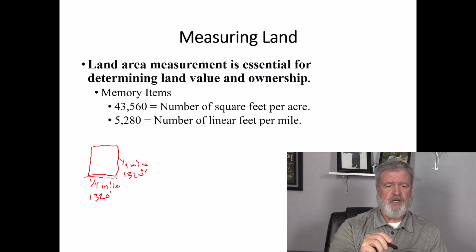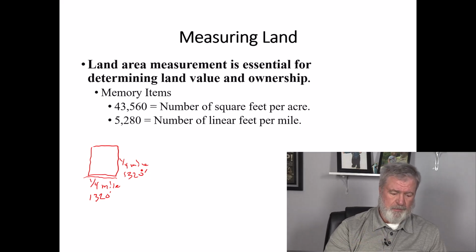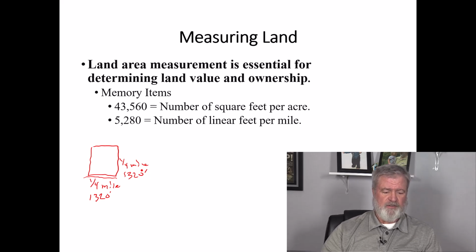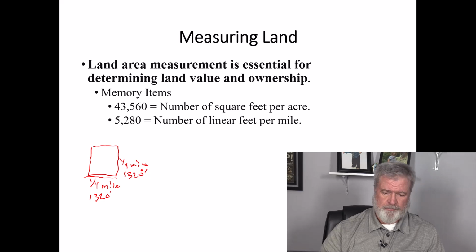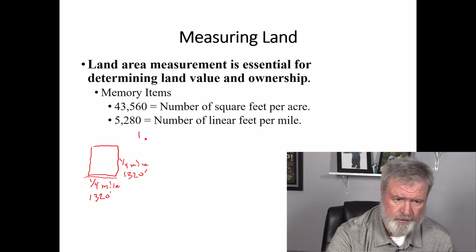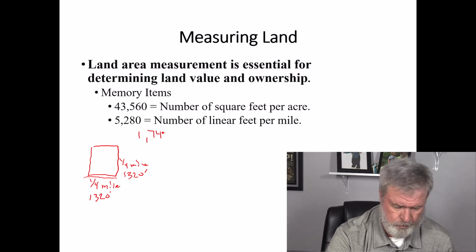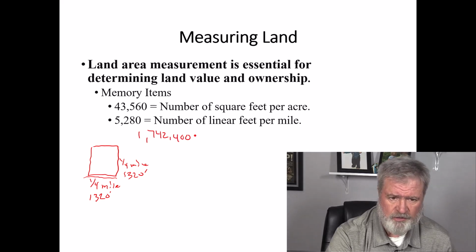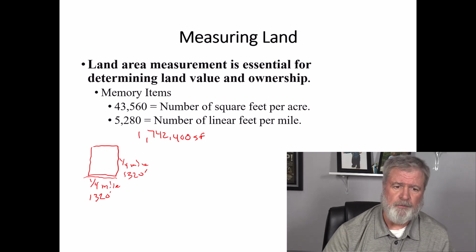So if there's 1,320 by 1,320, just multiply that. 1,320 times 1,320 should give you 1,742,400. I'll just write it down here. 1,742,400. That's how many square feet you have in that parcel.